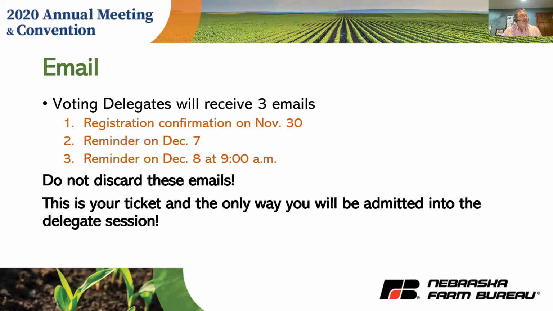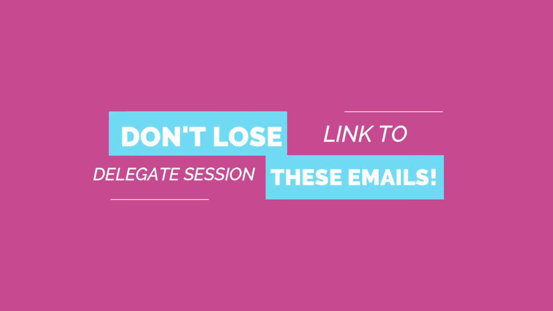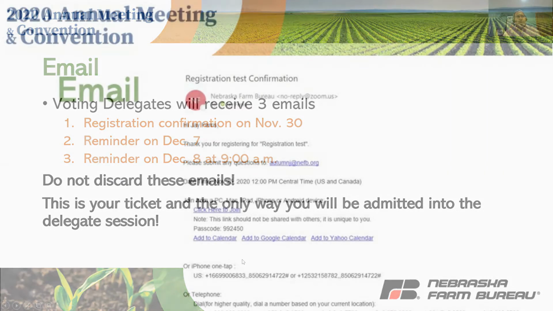One will be on Monday, December 7th, which is 1 day before the general session, and then also 1 hour before the general session, so roughly about 9 o'clock a.m. on December 8th, you'll get another reminder email. Don't lose these emails. All 3 of them will contain a link for you to get into the delegate session. This is your ticket in. This is the only way you can get in as a voting delegate. Any of the 3 will work. We won't allow 2 people with the same name to be registered as a voting delegate. That's simply credentials and keeping the integrity of the organization.